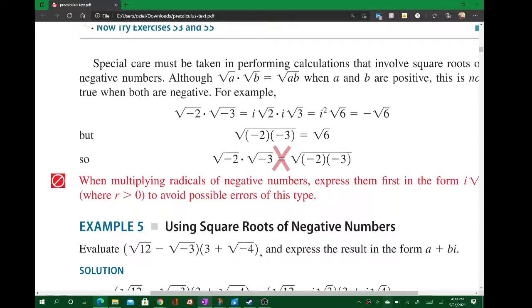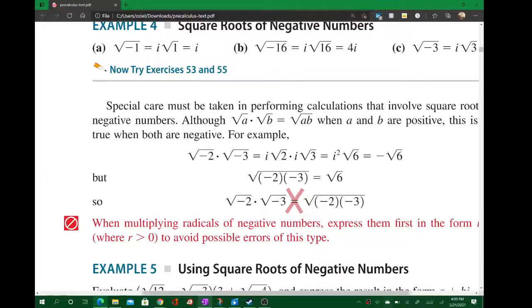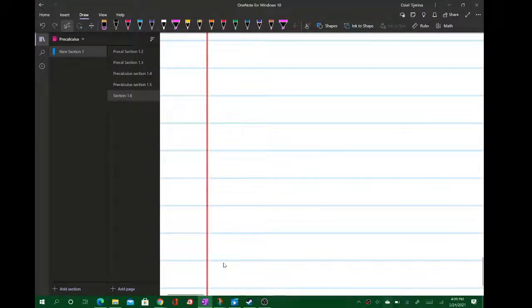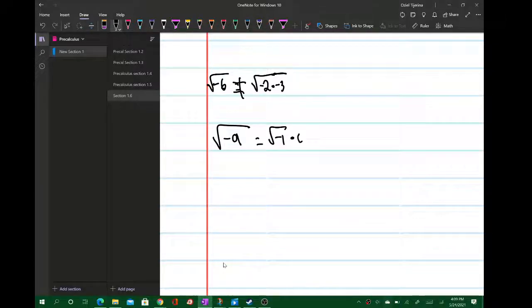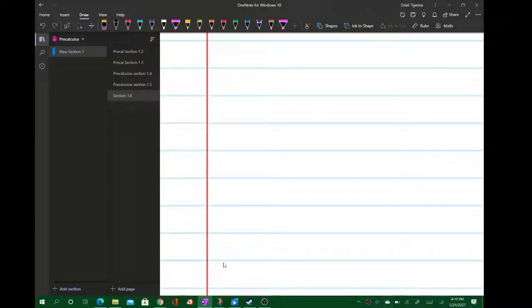This is a very special rule, okay? When you have, for example, the square root of negative 6, it is not equal to the square root of negative 2 times the square root of negative 3, okay? What you always want to do when you take the square root of a negative number, if I have the square root of negative a, I always want to say that this is equal to the square root of negative 1 times a, and that's i times the square root of a, where a is any number greater than 0, right?